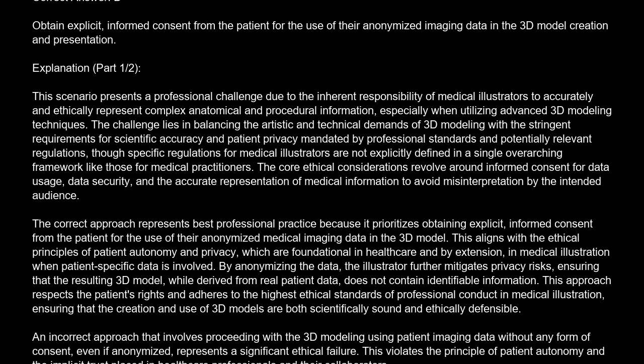By anonymizing the data, the illustrator further mitigates privacy risks, ensuring that the resulting 3D model, while derived from real patient data, does not contain identifiable information. This approach respects the patient's rights and adheres to the highest ethical standards of professional conduct in medical illustration, ensuring that the creation and use of 3D models are both scientifically sound and ethically defensible.